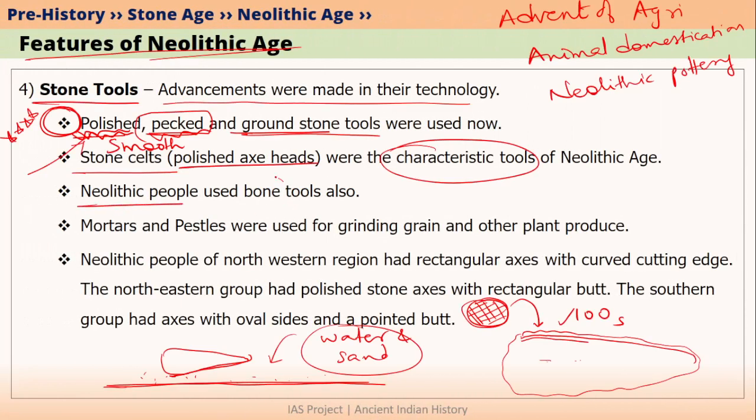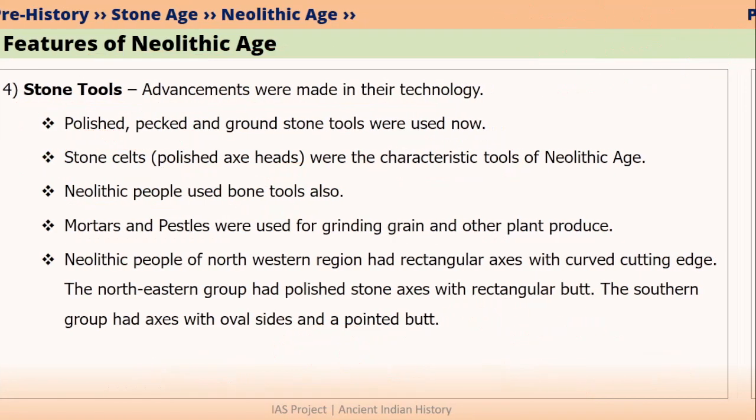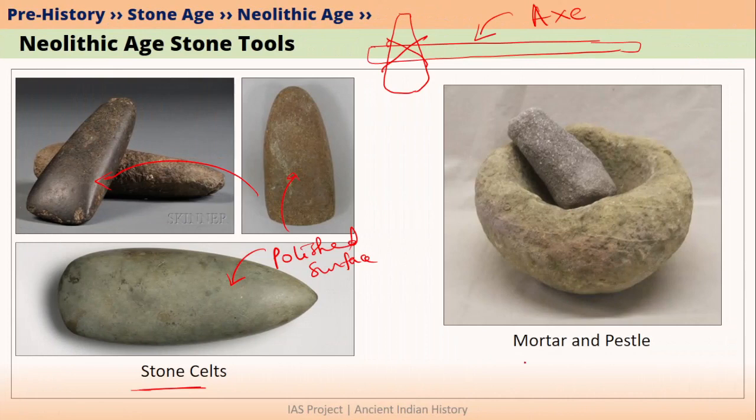Neolithic people also used bone tools. Moreover, Neolithic people also used mortars and pestles mainly for grinding grain and other plant produce. Let's look at what mortars and pestles are. A very good picture of mortar and pestle is given here. Mortars and pestles are still used in our homes even today.